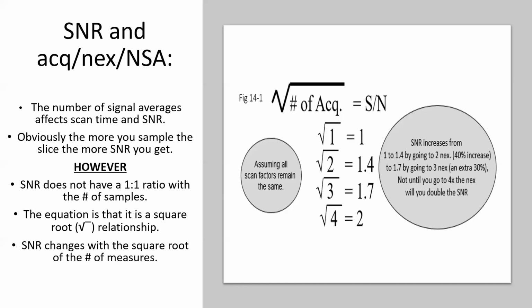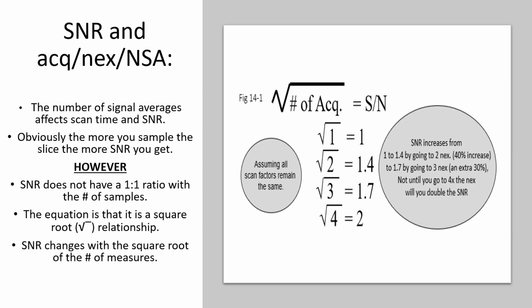Okay. Now, when I need some more signal to noise and I go up in my acquisitions, scan time is going to double. So if you go from 1 to 2 acquisitions, scan time doubles. But however, your signal to noise does not. It goes up by the square root of the number of acquisitions. So over on the right-hand side, the square root of 1 is 1. That's easy. Square root of 2 is 1.4. So if you go from 1 acquisition to 2 acquisitions, you gain 40% signal to noise at the cost of doubling your scan time.